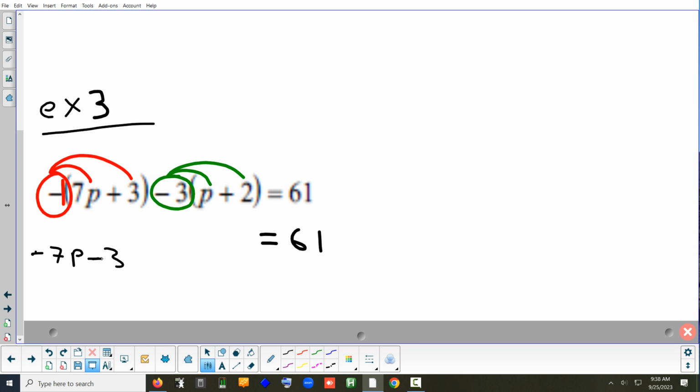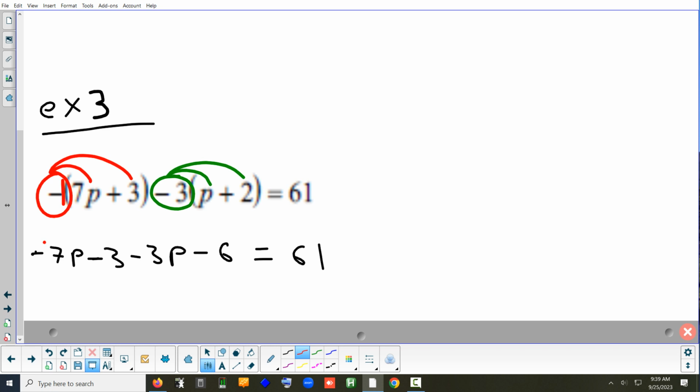Now the second one. What's negative 3 times p? Negative 3p. And what's negative 3 times positive 2? Negative 6. I'm just going to fix my equal sign here. Okay. Now, that's distributive property. Do we have any like terms? Yes. All kinds of like terms.